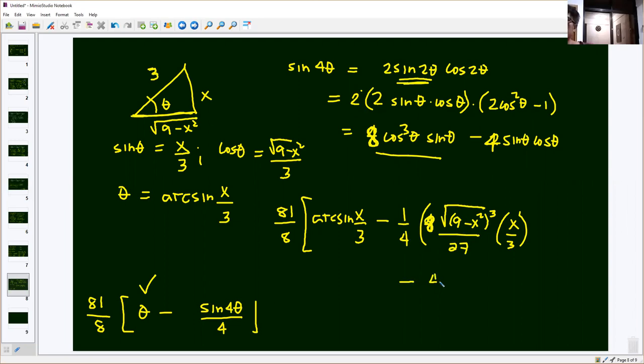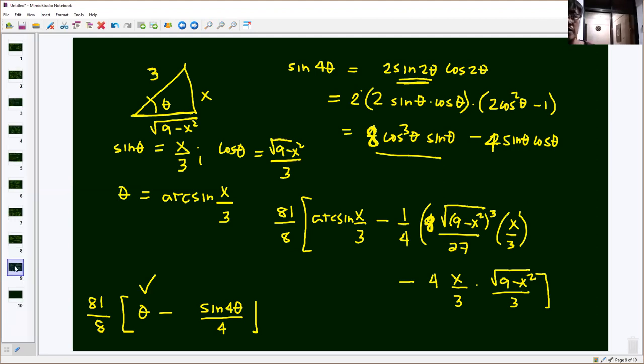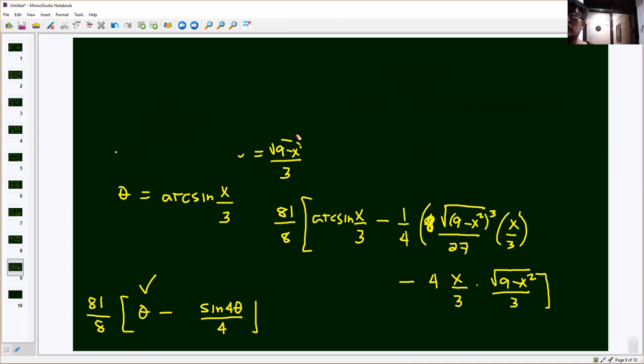And then minus 4. Sine theta is x thirds. And then cosine is that thing, square root of 9 minus x squared over 3. There. Actually, pwede na nga to, guys. Tinatanggap na yan eh. Kung mabait yung prof. Kung hindi, you have to simplify. So, simplify natin.